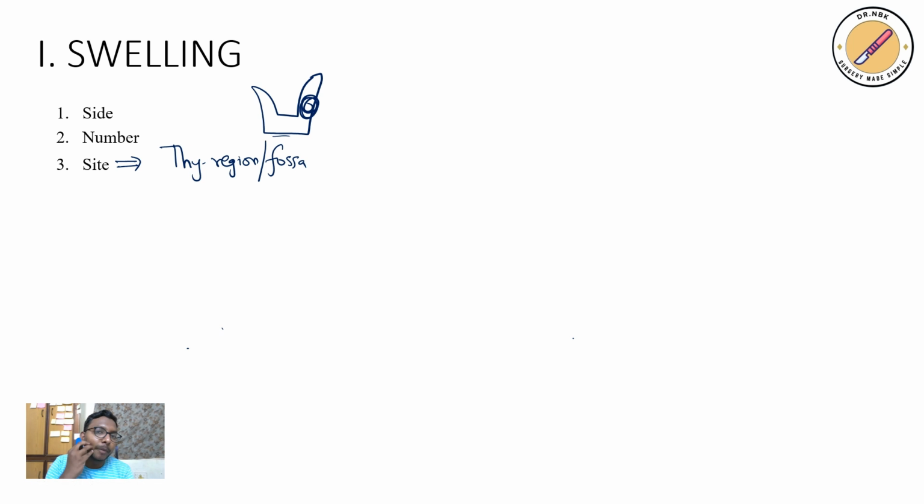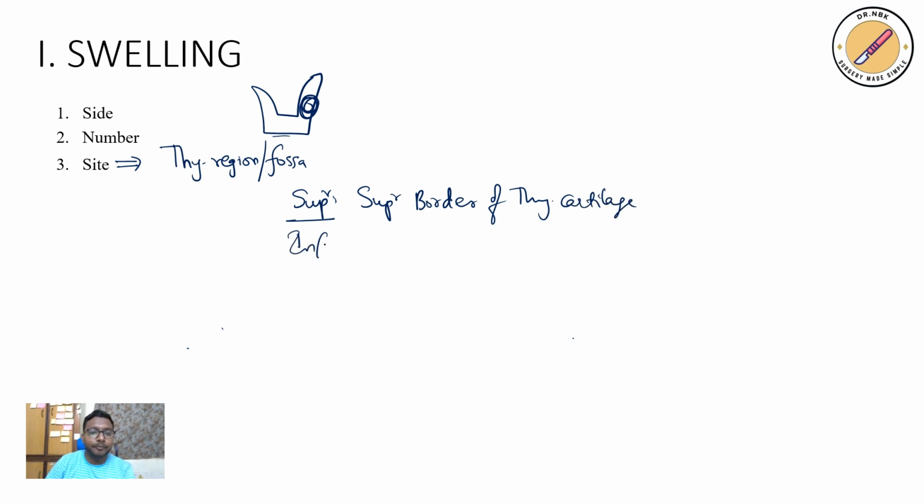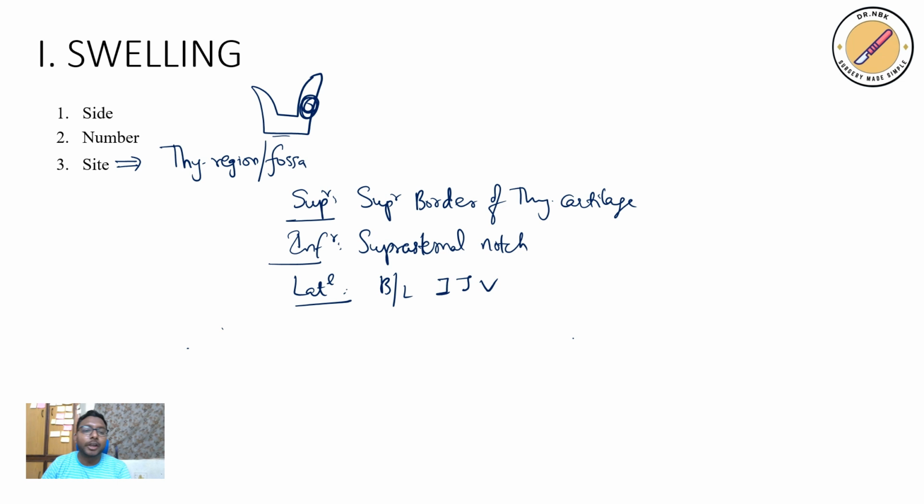So, just like we have talked about parotid region or parotid zone, we have something called thyroid region. So, what are the boundaries of thyroid region? Superiorly, superior border of thyroid cartilage. Inferiorly, suprasternal notch. Then laterally, you have got bilateral internal jugular veins. Okay, so this is about the boundaries of thyroid region.